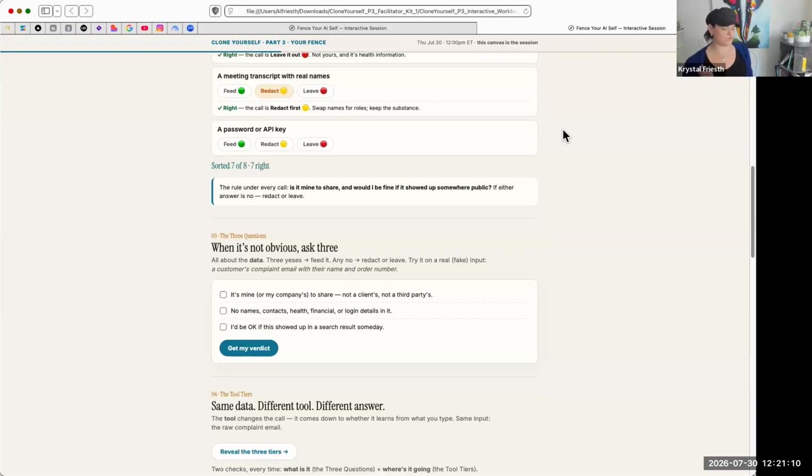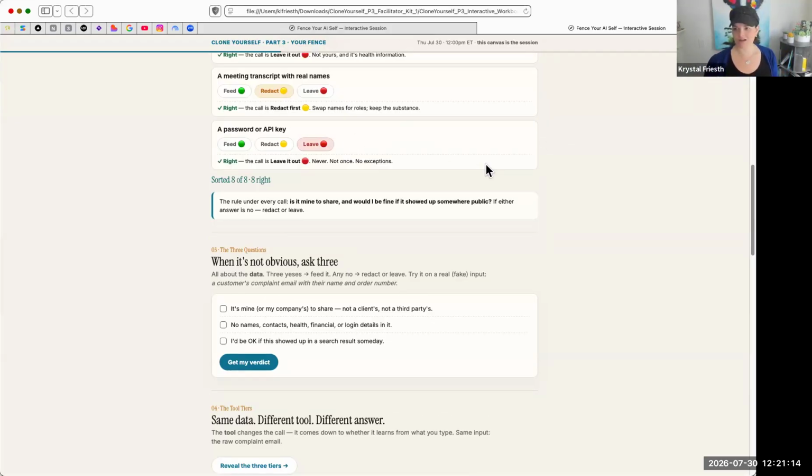Now, what about a password or an API key? Yeah. Never leave it out. So I'm not gonna lie, I was working with Claude Cowork and I dropped an API key in there and it immediately was like, what are you doing? Never give this to an LLM. This is yours and only yours.